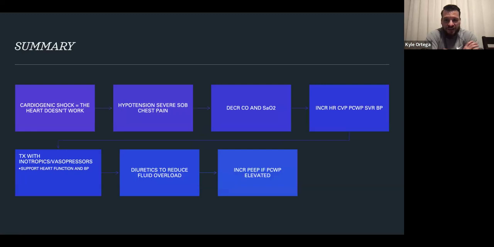All right, so to summarize all this, cardiogenic shock basically means the heart doesn't work. Hypotension, severe shortness of breath, and chest pain pretty much highlight signs and symptoms. Hemodynamic-wise, you're going to get a decreased cardiac output, decreased sats, increased heart rate, increased CVP, increased PCWP, pulmonary capillary wedge pressure, increased systemic vascular resistance, and increased blood pressure. You want to treat it with inotropics and vasopressors, which support heart function and blood pressure, and then diuretics to reduce the fluid overload. And you want to increase the PEEP if pulmonary capillary wedge pressure is elevated. So that wraps up cardiogenic shock.